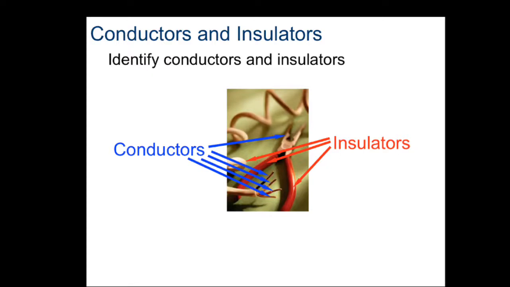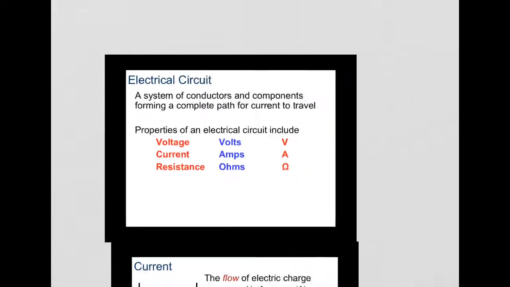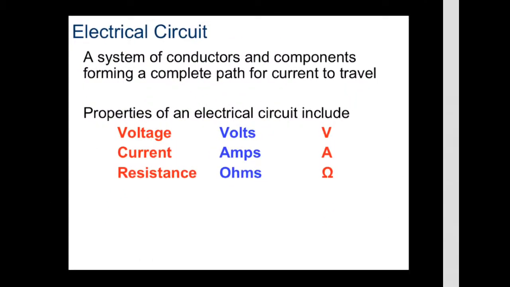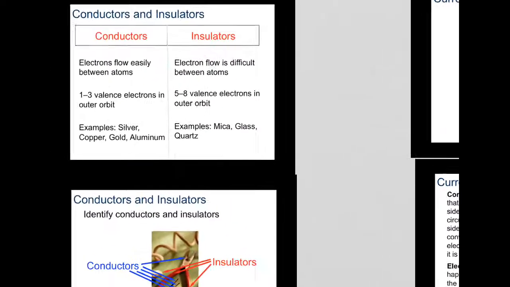Things like wires are coated with insulation. They're coated with not metal, so that they don't conduct and you don't lose the electron flow in the middle of your circuit. Let's talk about circuits. First of all, this stuff is good to know. We'll talk more about it.